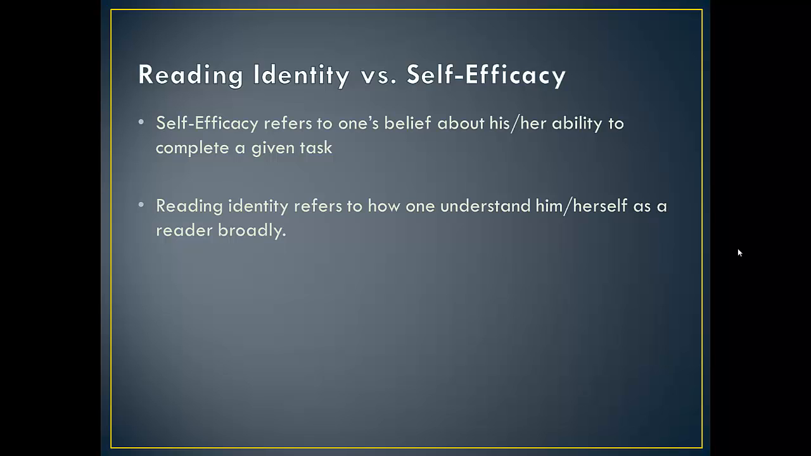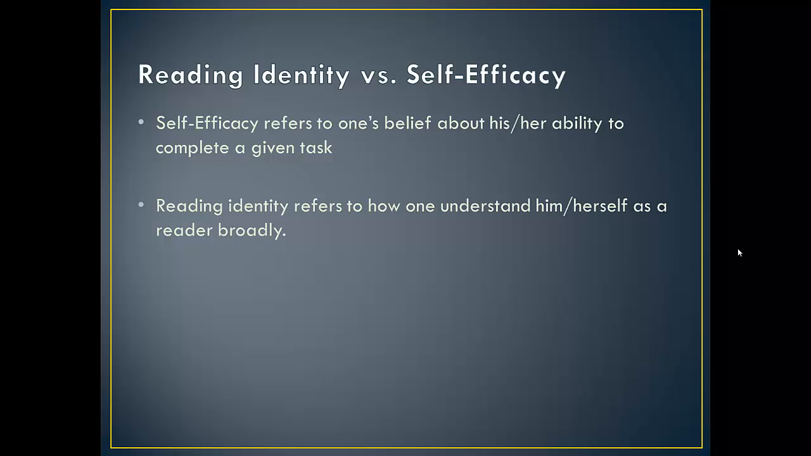For example, I think of myself as a very good reader. That's my reading identity. However, if you were to give me a complex engineering text to read, I would have low self-efficacy. I would not believe that I would be successful at comprehending the text. This is because I know I do not have the background knowledge needed to understand an engineering text. I am not an engineer.